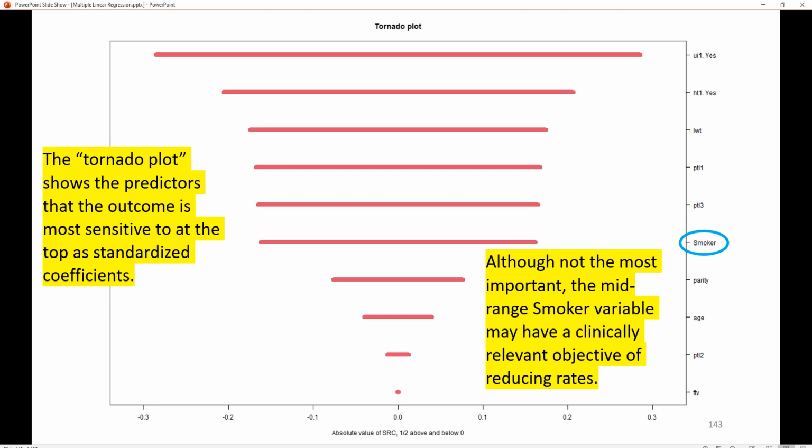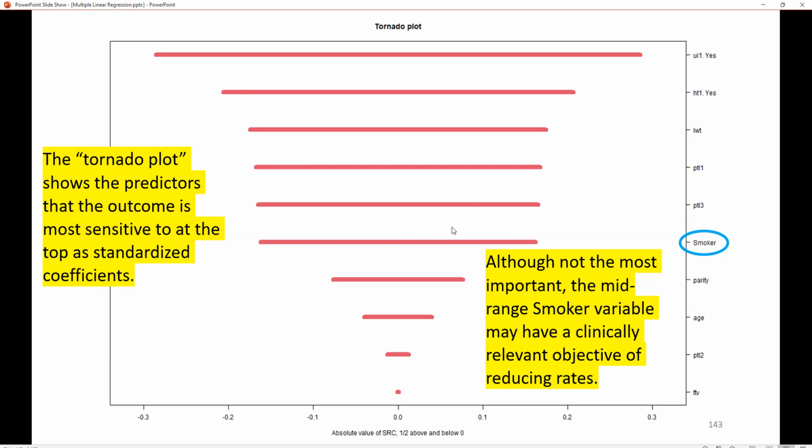This is a tornado plot. It shows the predictors that the outcome is the most sensitive to at the top as standardized coefficients. Although not the most important, the mid-range smoker variable may have a clinically relevant objective of reducing rates. So the predictor that had the biggest impact on the outcome was the value for uterine irritability and then a history of hypertension. So those were the two most important.